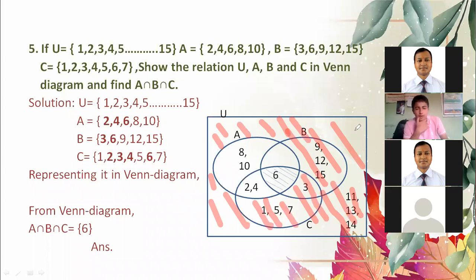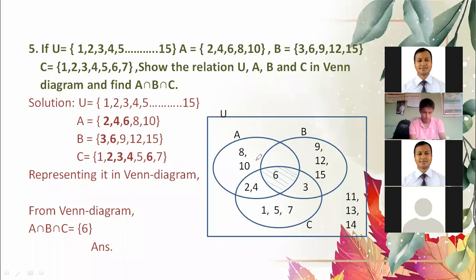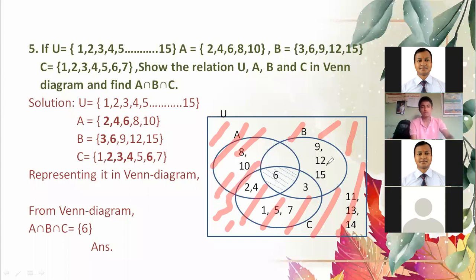This is A complement. Similarly, you can write B complement, C complement. B complement means all the remaining portion except B. This shaded region outside B represents the B complement. So it is clear to you all? Yes, sir.